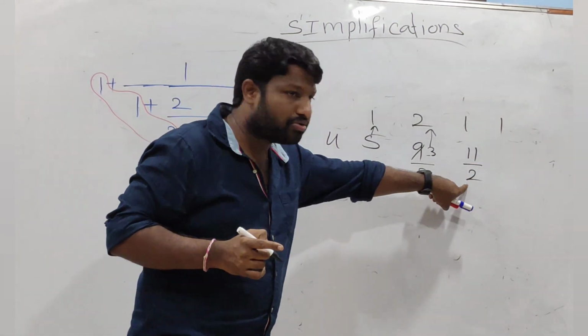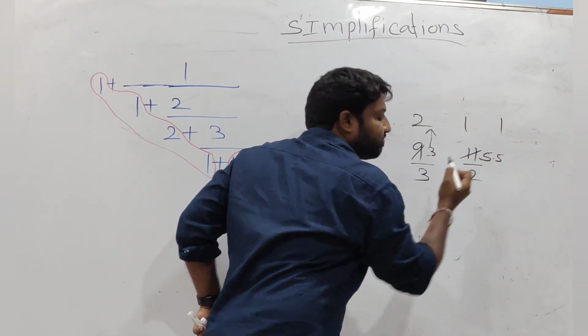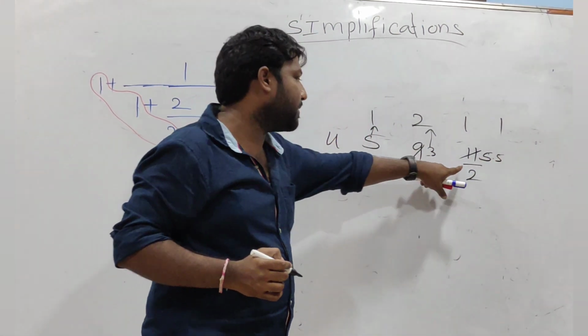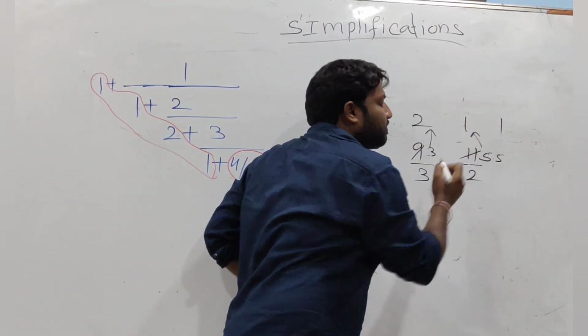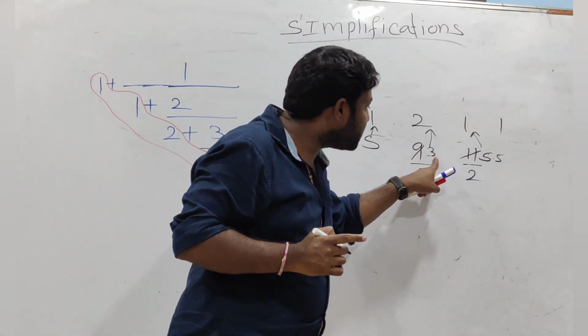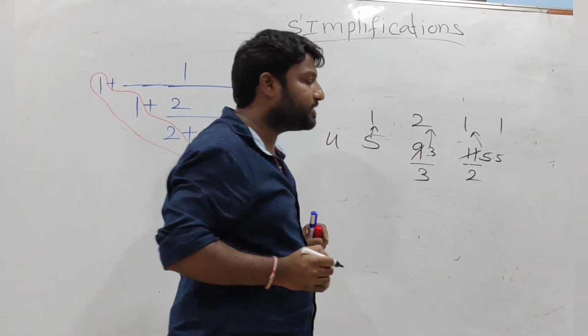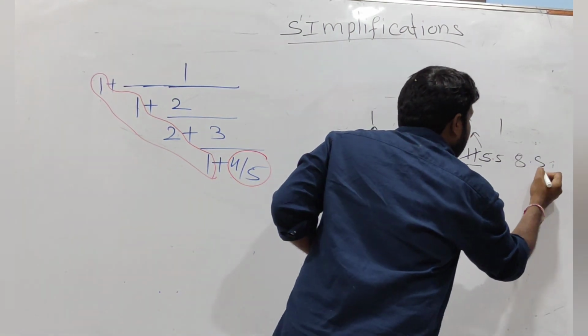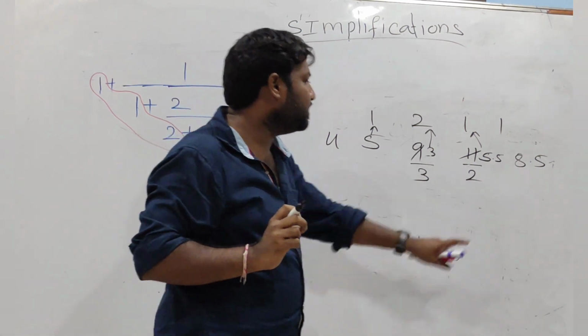So first what you will do? By 2, you first divide this value. 11 by 2 is nothing but 5.5. Now 5.5 into 1, what will it become? 5.5 plus what value is there? 3 is there, not 9, 3 is there. 5.5 plus 3 becomes 8.5. So you are writing 8.5.